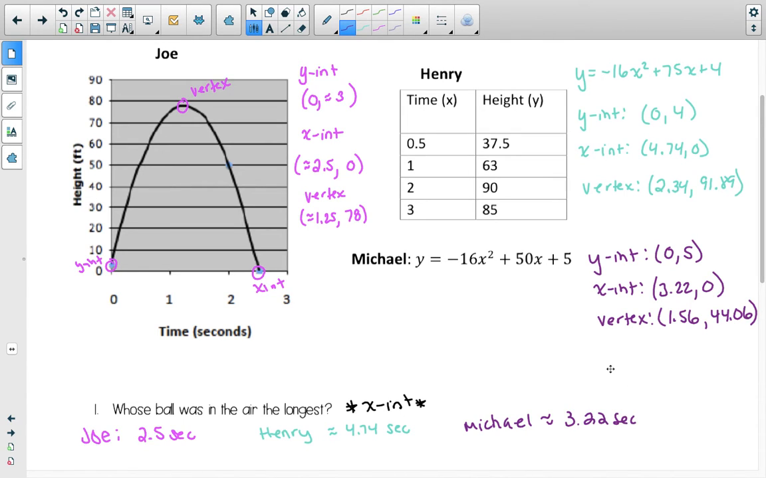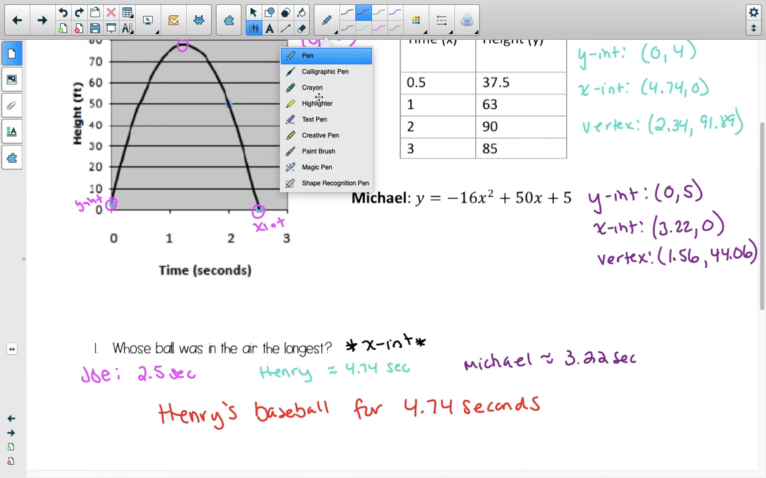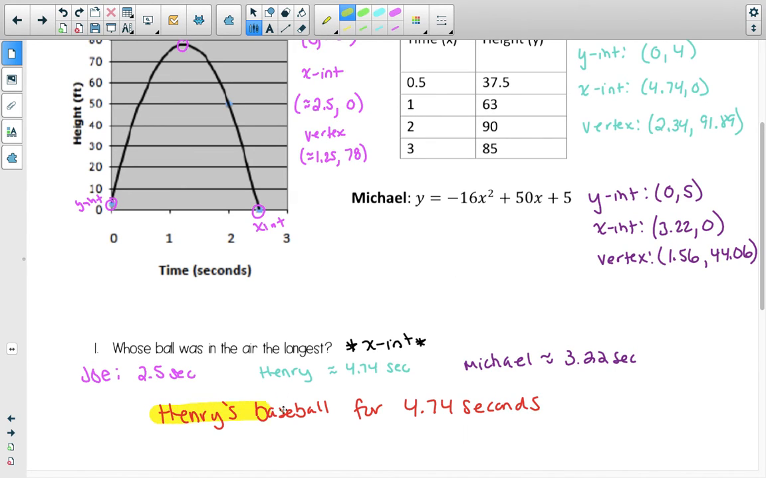So the one in the air the longest was Henry, because Henry's ball was in the air for 4 and 74 hundredths seconds. Henry's baseball was in the air the longest for 4 and 74 hundredths seconds. We found that because we had all of their x-intercepts.